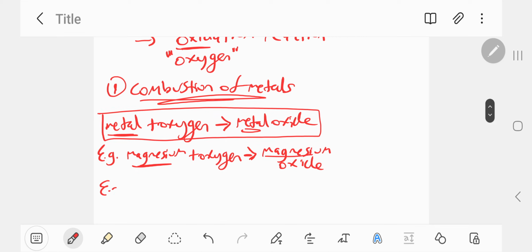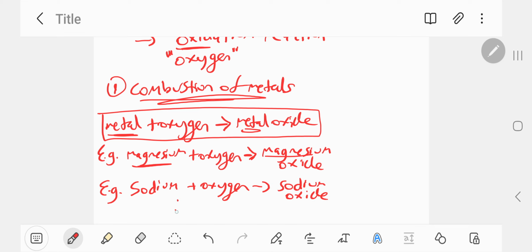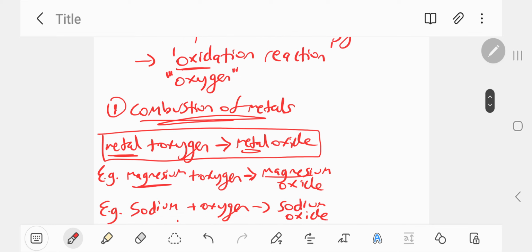Okay, let's do another one. Let's say sodium plus oxygen. You get sodium oxide. Okay, and so on and so forth. So you just replace the word metal with the element that you're looking at. Okay, combustion of metals, it's just metal plus oxygen makes metal oxide. And you get heat and light released as well. Okay, plus heat and light energy.